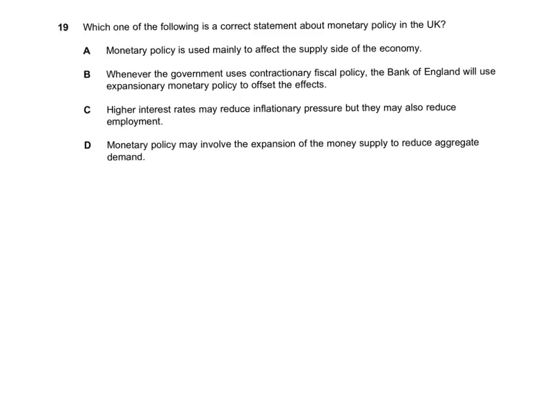A nice easy one here. Which of the following is the correct statement about monetary policy? Is it mainly used to affect the supply side of the economy? No. It's mainly used to affect the demand side, but it will affect the supply side later on, maybe. Whenever the government uses contractionary fiscal policy, the Bank of England will use expansionary monetary policy to offset it. That's not true at all. At the minute, they are doing that in the economy, but it just happens it's that way at the minute. Normally, you try and do both quite similar.